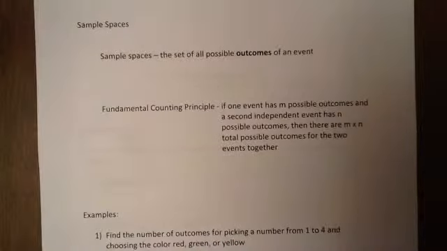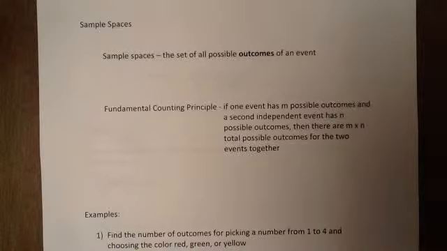Let's pick up where we left off with sample spaces. Sample spaces are the set of all possible outcomes of an event. So if I flip a coin, there are two possible outcomes. You could get a heads or you could get a tails. If you rolled a number cube or a dice, there are 6 possibilities.